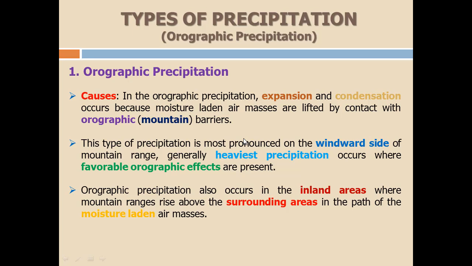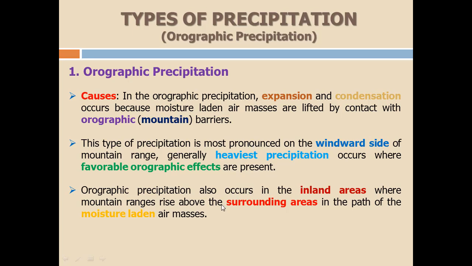The first type is orographic precipitation. In orographic precipitation, expansion and condensation occur because moisture-laden air masses are lifted by contact with orographic barriers, with mountain barriers. This type of precipitation is most pronounced on the windward side of a mountain range. Generally, the heaviest precipitation occurs where favorable orographic effects are present. Orographic precipitation also occurs in inland areas where mountain ranges rise above the surrounding areas in the path of the moisture-laden air masses.